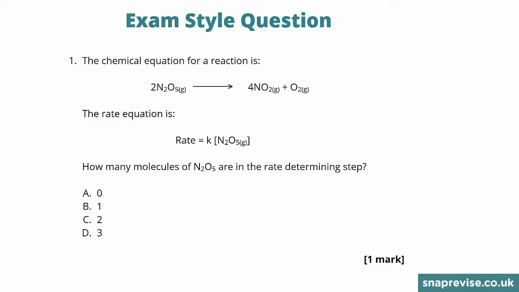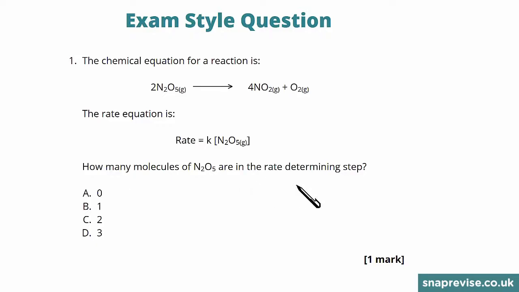Let's now look at an exam-style question. It tells us the chemical equation for a reaction is given below, and the rate equation is given by rate is equal to the rate constant times the concentration of N2O5. How many molecules of N2O5 are in the rate determining step?